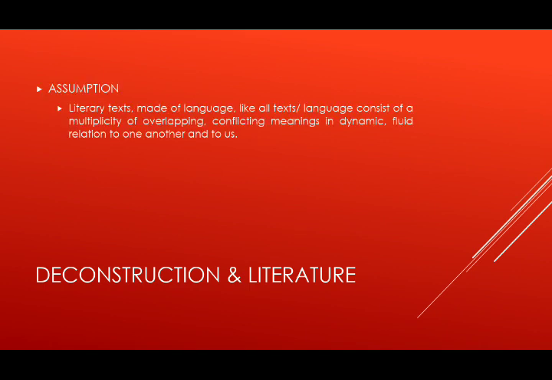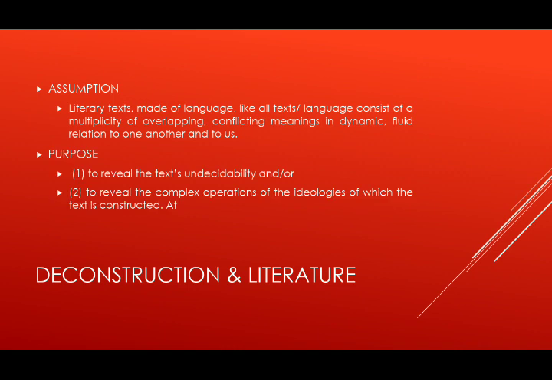Okay, so in literature, if we apply it in literature, deconstruction will see the text, which is made of language, as multiplicity, overlapping, conflicting meaning in dynamic, fluid relation to one another and to us. In other words, a literary text is always multi-interpretative, its meaning is always plural. There is no singular meaning of a literary text. So when you read a narrative, you can have multiple meanings of that narrative. When you read Malin Kundang, the meaning of Malin Kundang is not only one. It can be so many, depending on your perspective.